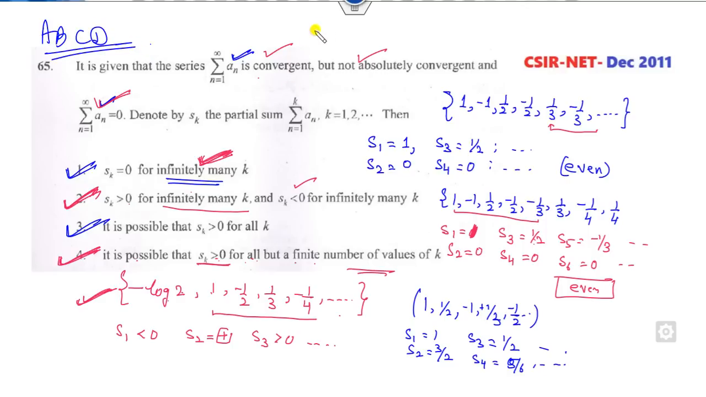As I discussed earlier, this example satisfied this property but not that one. That's why the right approach is that you have to consider certain examples. I hope you can learn the various tricks from this lecture too.